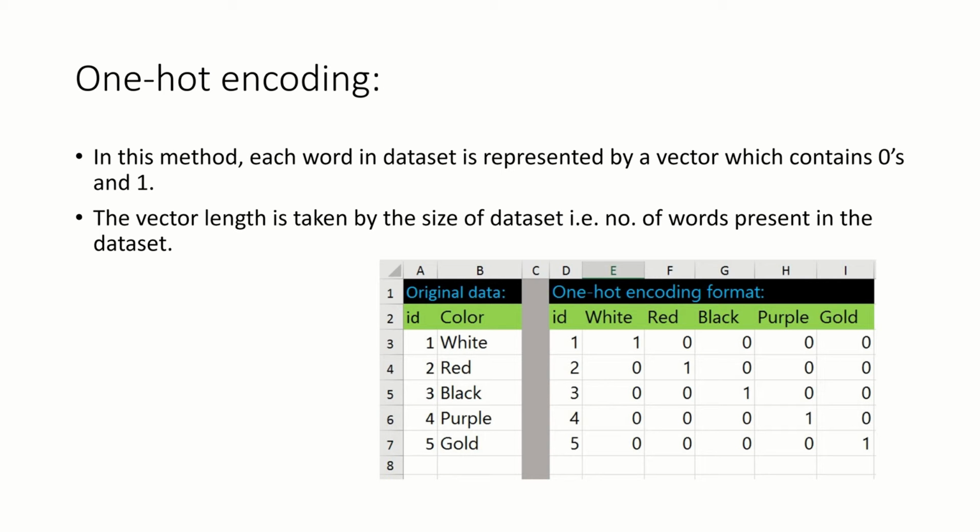One hot encoding converts text into vector forms. In this method, each word in the dataset is represented by a vector which contains zeros and ones. The vector length is usually the size of the dataset, that is the number of words present in our corpus or in our vocabulary. Here are 5 words as an example. One hot encoding generates a diagonal matrix with one as the entry in its own position and the rest all zero. So now the word white is represented by a vector. Here we can see that 10000 represents the word white, and similarly the other words.